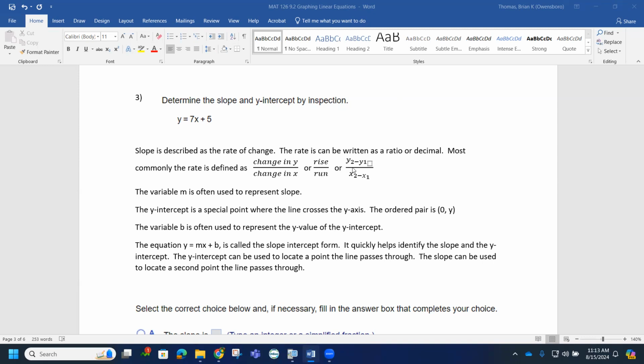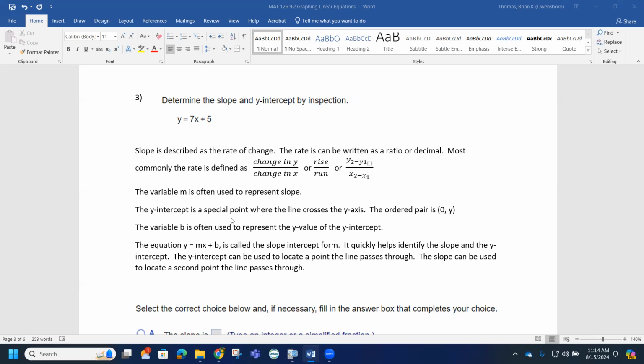Now, if we have two ordered pairs, there's a formula that we can use where we subtract the y coordinates on the top and we subtract the x coordinates on the bottom. So slope is a ratio, but it's always in simplified form. The variable m is often used to represent the slope. So in algebra, in this class, they define slope using the variable m.